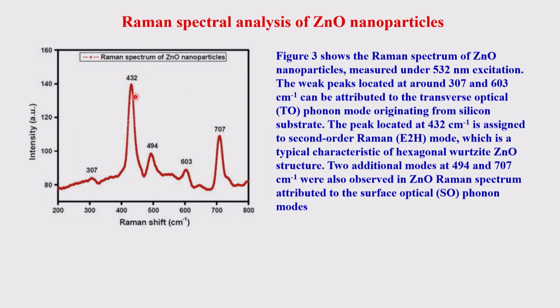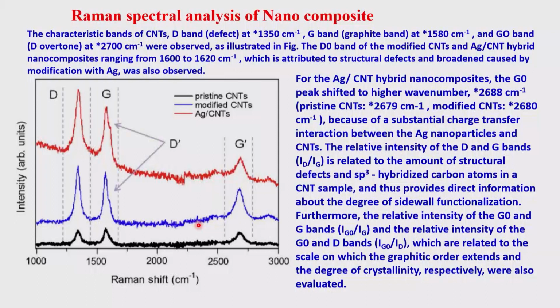This band comes for the hexagonal wurtzite structure of zinc oxide, because a variety of zinc oxide structures are there. There are 2 more modes, 494 and 707, and these are coming from the zinc oxide Raman spectrum, from the surface attached. So you have a silica, and then you have a zinc oxide nanoparticle. These are surface attached, so these are surface optical phonon modes. So nanoparticles and composites also you can study.